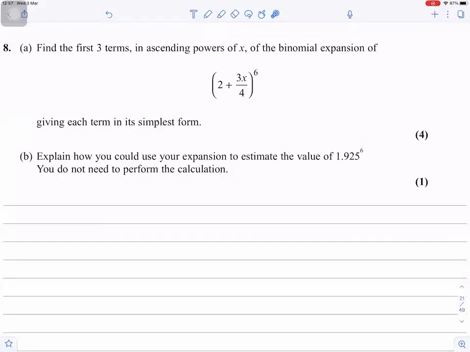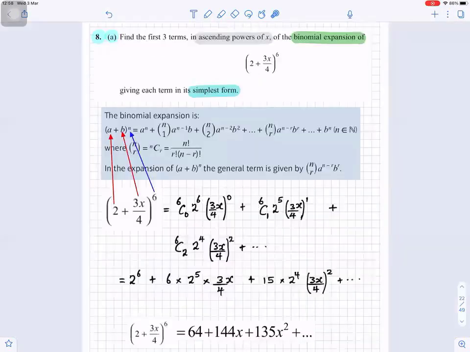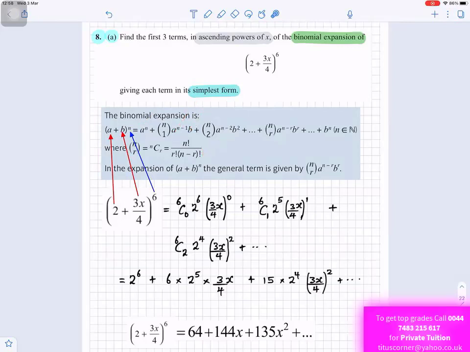Question number 8. Find the first 3 terms in ascending powers of x of the binomial expansion of 2 plus 3x over 4 to the power 6, giving each term in its simplest form. For binomial expansion, we need to use this formula there. a plus b to the power n is a to the n, n combination 1, a to the n minus 1 b, and so on. And you can use this to work out the coefficients, or you can use your calculator.